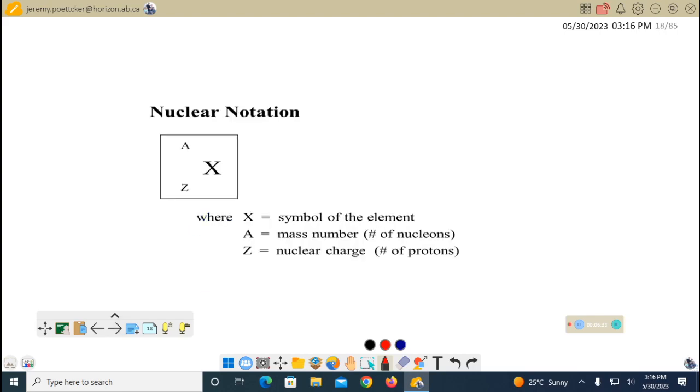All right, we use nuclear notation, and this is more alphabet soup here. But X is the symbol of our element, right? A is the atomic mass number, or the number of nucleons, so basically protons plus neutrons, and Z is the nuclear charge, or the number of protons.